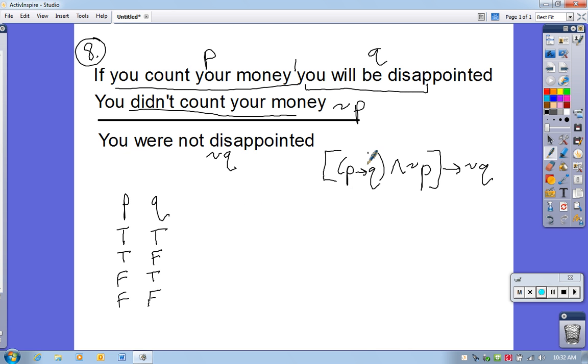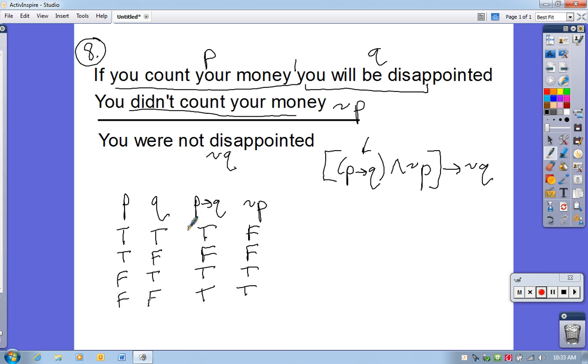So I'm going to need a couple pieces here. I'm going to need a P implies Q. So that is true here. That's false here. And then true, true. Remember, implications are true if the premise is false, because they didn't have a chance to be disproven. I'm going to need a not P. So not P is just the negation of P. So it switches all these. False, false, true, true.